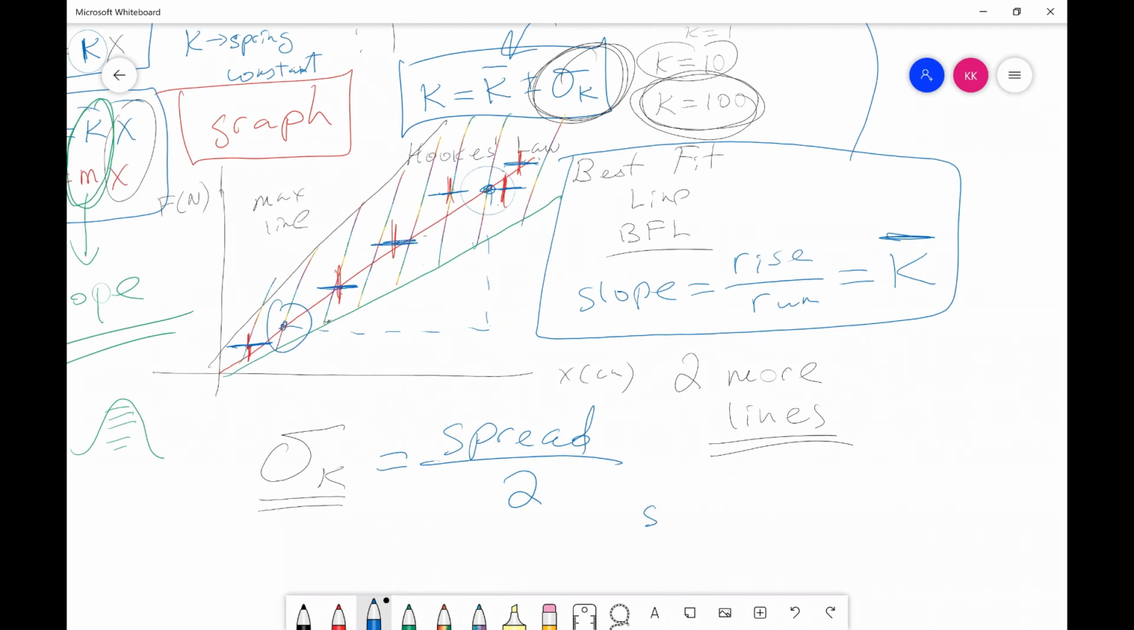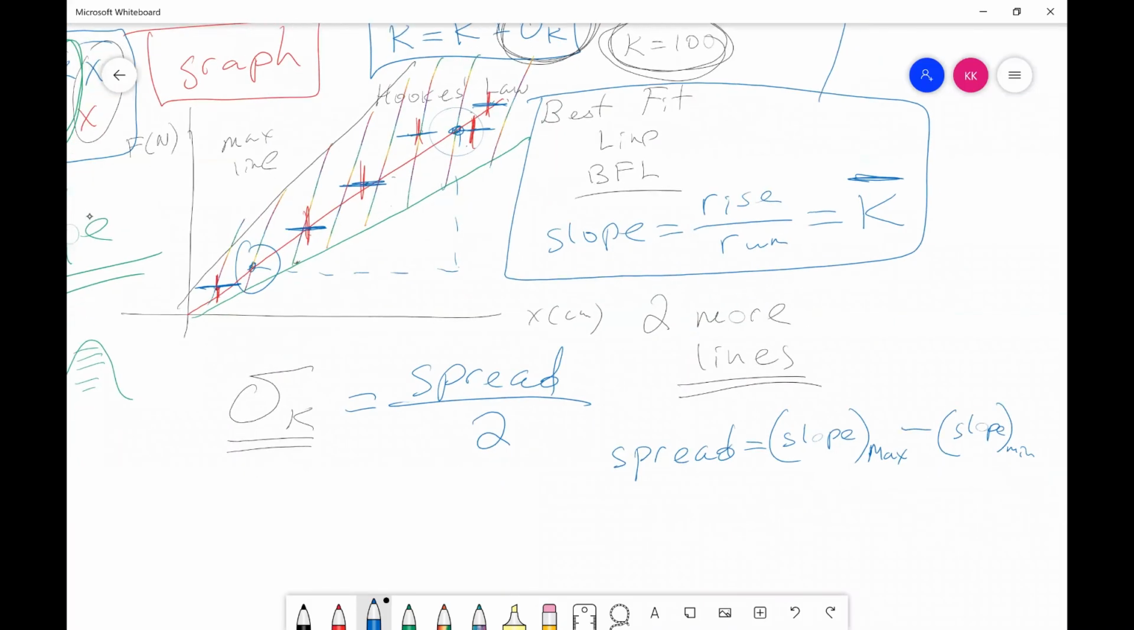But you still need to know how we find the spread. Well, it's not as difficult, because spread is going to be finding the slope of the maximum line, then subtracting from this the slope of the minimum line. That means you have those maximum and minimum lines, find the slope of each of those two lines, and then spread is their difference. And then spread divided by 2 is the uncertainty in K.